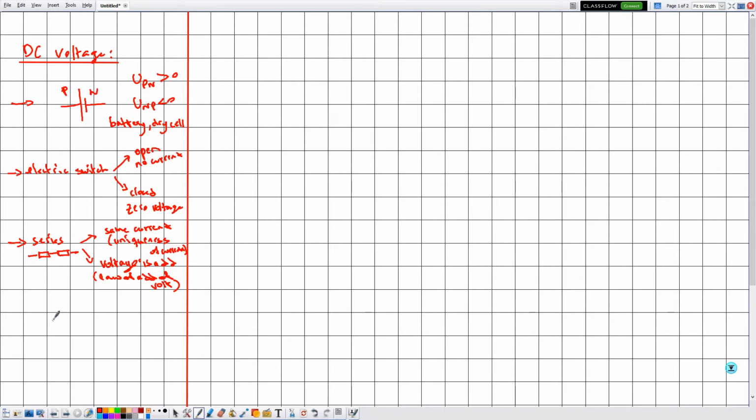Okay. Now regarding the parallel, now it's the same voltage, and this is the law of uniqueness of voltages. And what about the current? The current is additive. And this is the law of addition of currents.